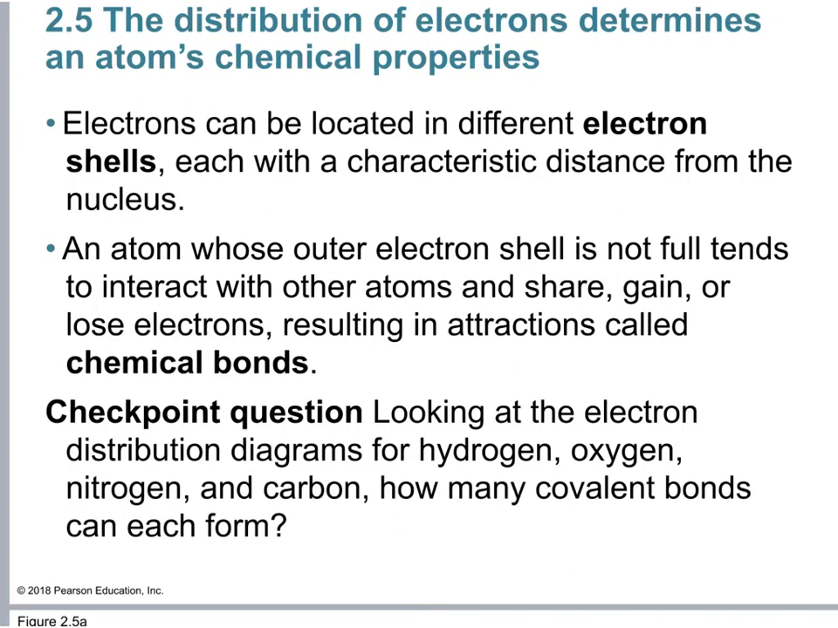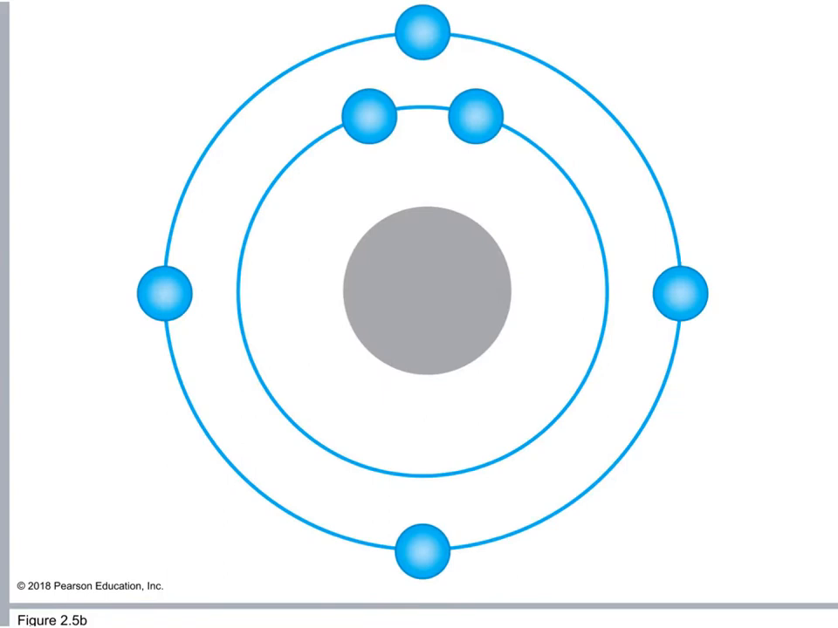When an atom's shell is full on the outside, it will not bond with other atoms because it doesn't need to share, gain, or lose electrons. Therefore, there are no chemical bonds resulting in those reactions. In this photo, we just look at the nucleus and we see the electrons in orbit there. Basically, this is just getting you to see how electron distribution is created.